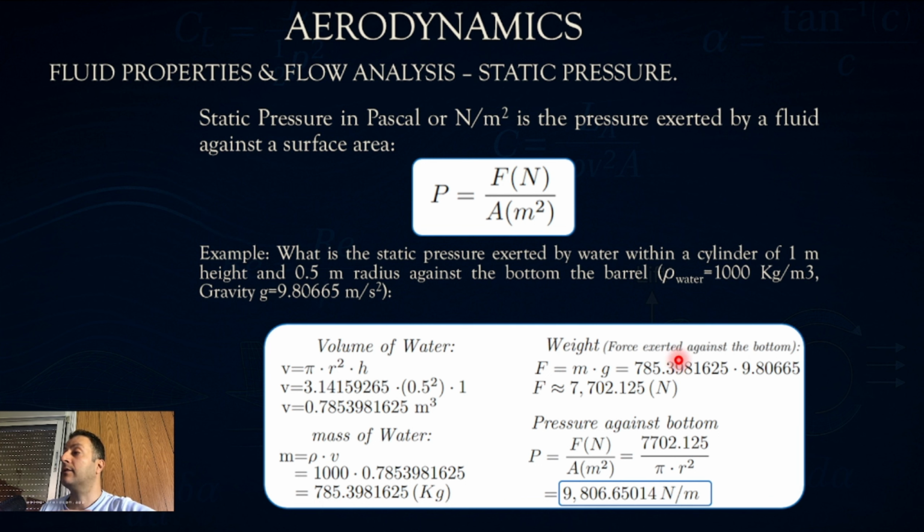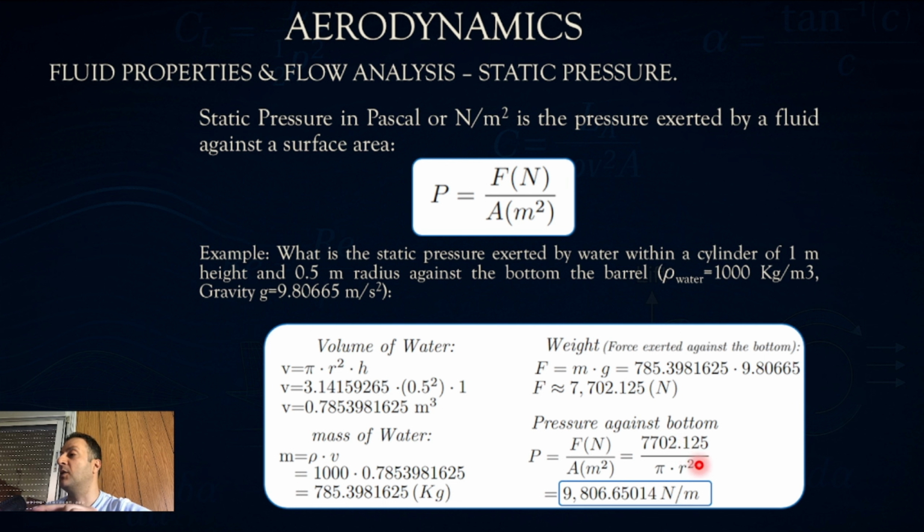Now, the weight is the force exerted against the bottom by gravity. So weight, or it should be W, is equal to mg, that's the mass multiplied by the gravity, the gravity pull of the Earth. So the weight is equal to 7,702.125 Newtons.